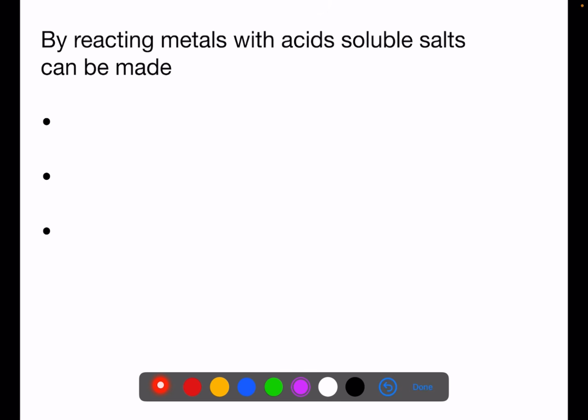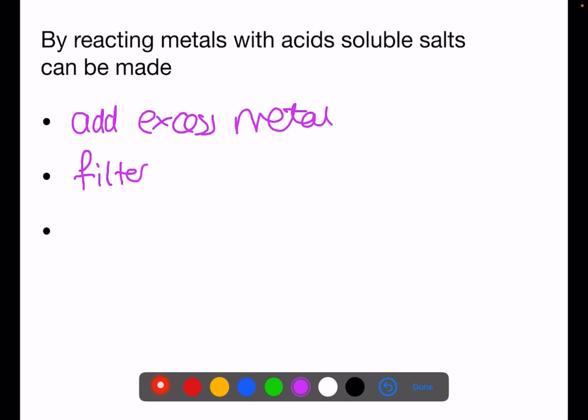If you want to isolate a soluble salt, these are the steps that you need to take. So the first step is to add excess metal. This means that you'll have some metal left at the bottom of your reaction vessel. You then need to filter this off so that you then just have your salt solution and then evaporate. This will give you your salt.